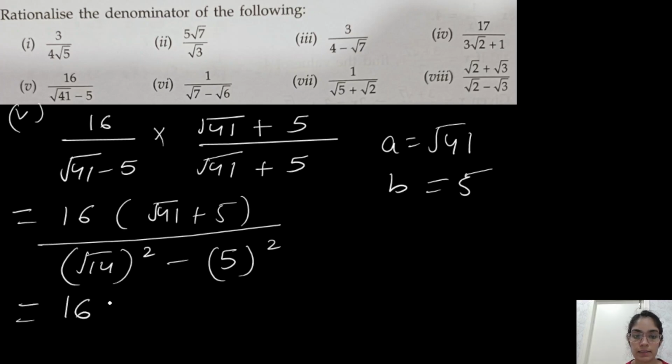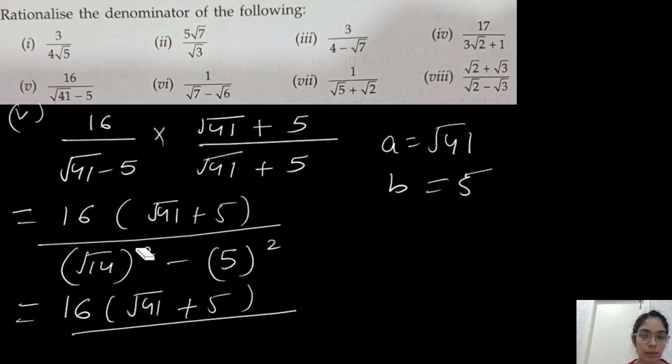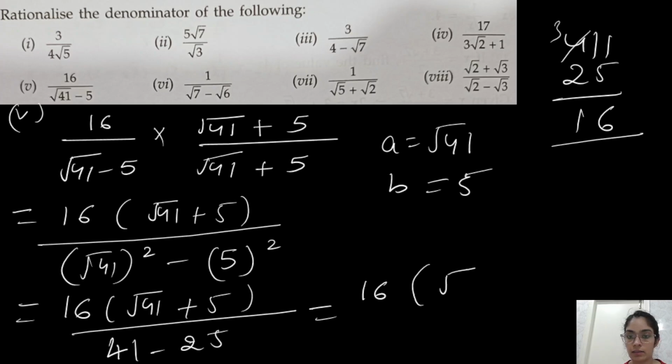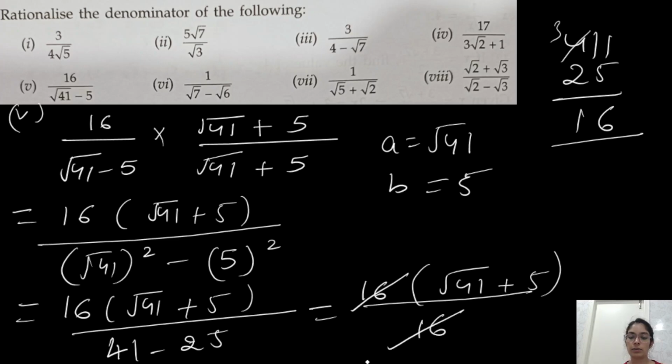So this will become 16 into root 41 plus 5. Root 41 squared is 41 minus 25, because 5 squared is 25. I hope I am not very fast. So 41 minus 25 is 16. So you can see again a similar kind of question like the previous one. So 16 and 16 you can cancel. So the final answer is root 41 plus 5. So this way we can do it. With this, the fifth part we have done. It was very, very simple.